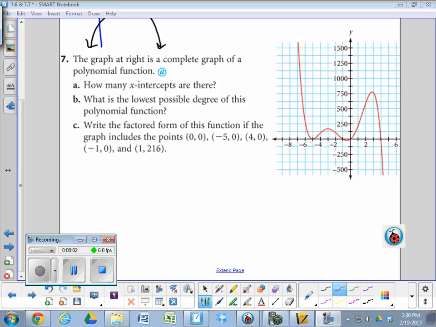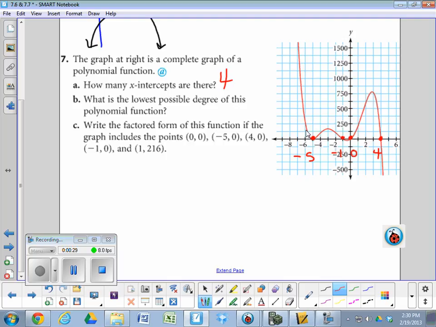Okay, number 7a, how many x-intercepts are there? We say 4. Let's see, we have one here at -5, one here at -1, one here at 0, and one at +4. So -5, -1, 0, and 4. So I agree, there are 4 x-intercepts. Part B, what is the lowest possible degree? You might think it's 4, but I believe it's 5.